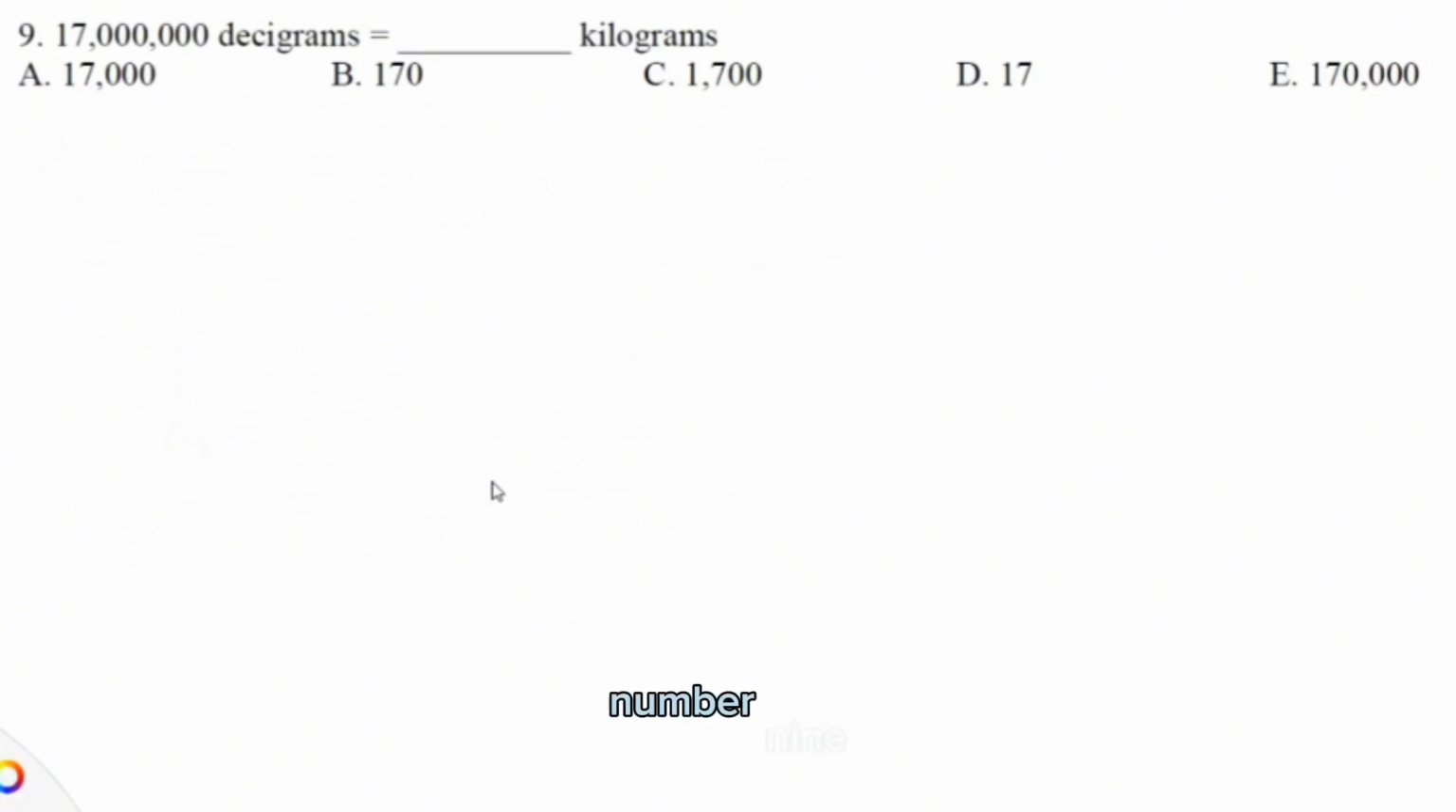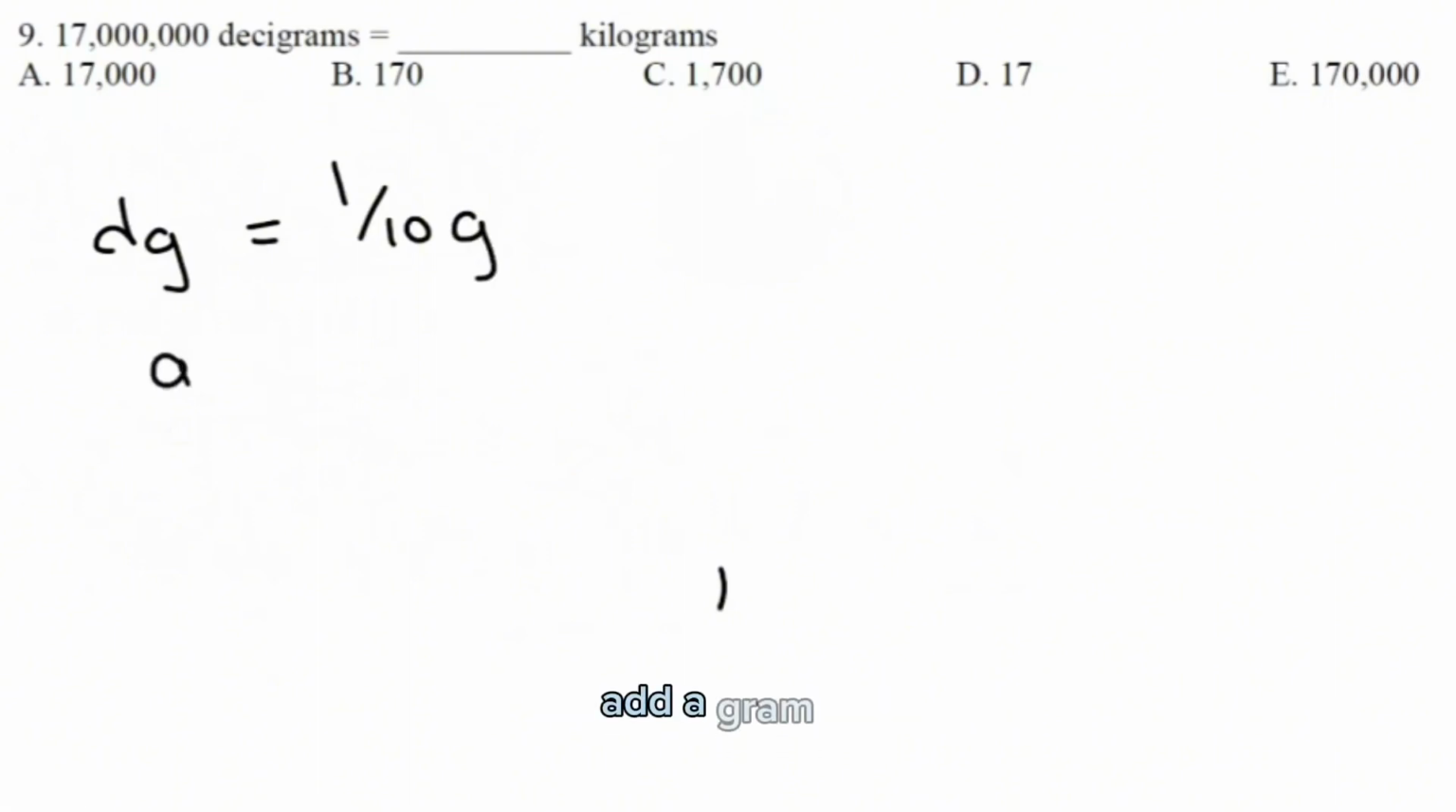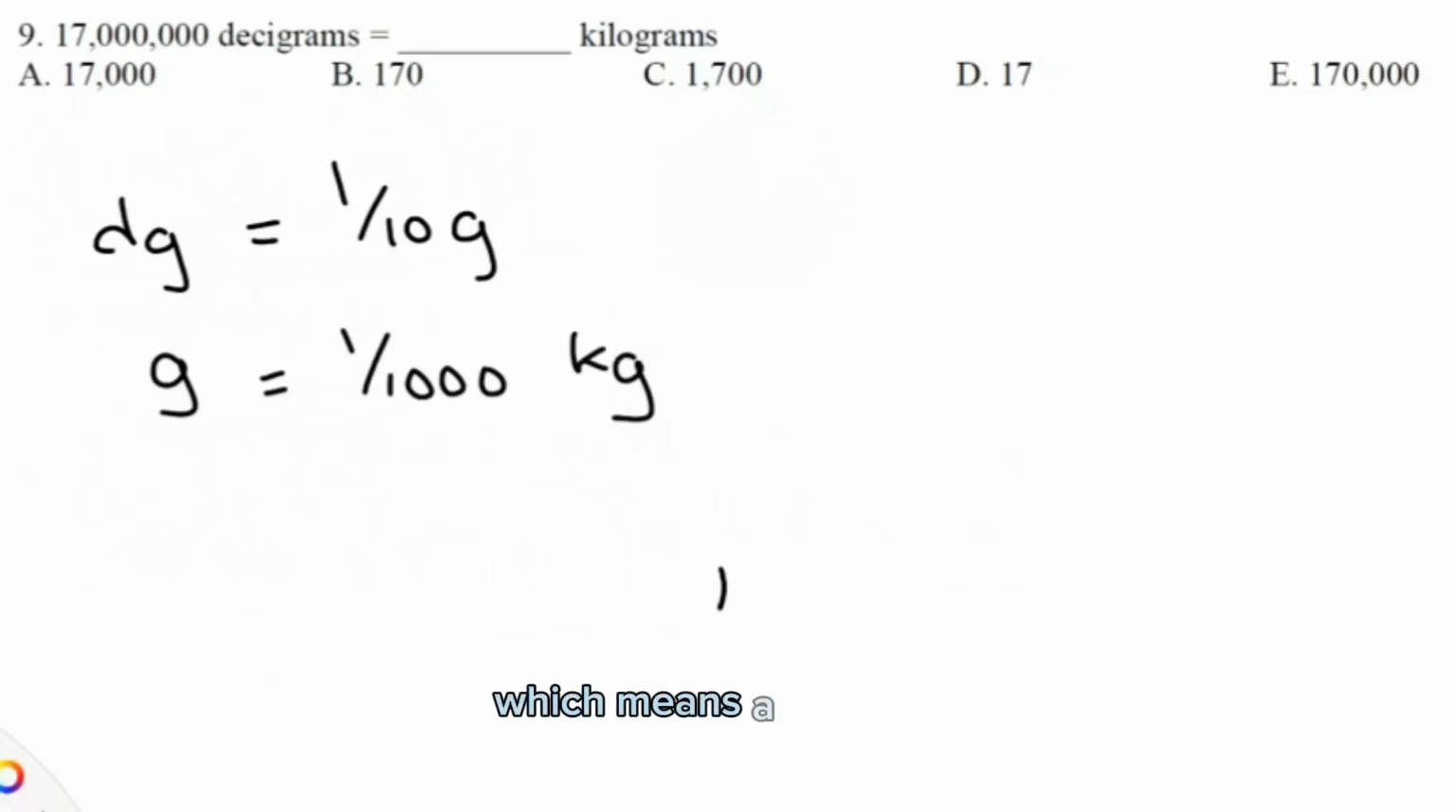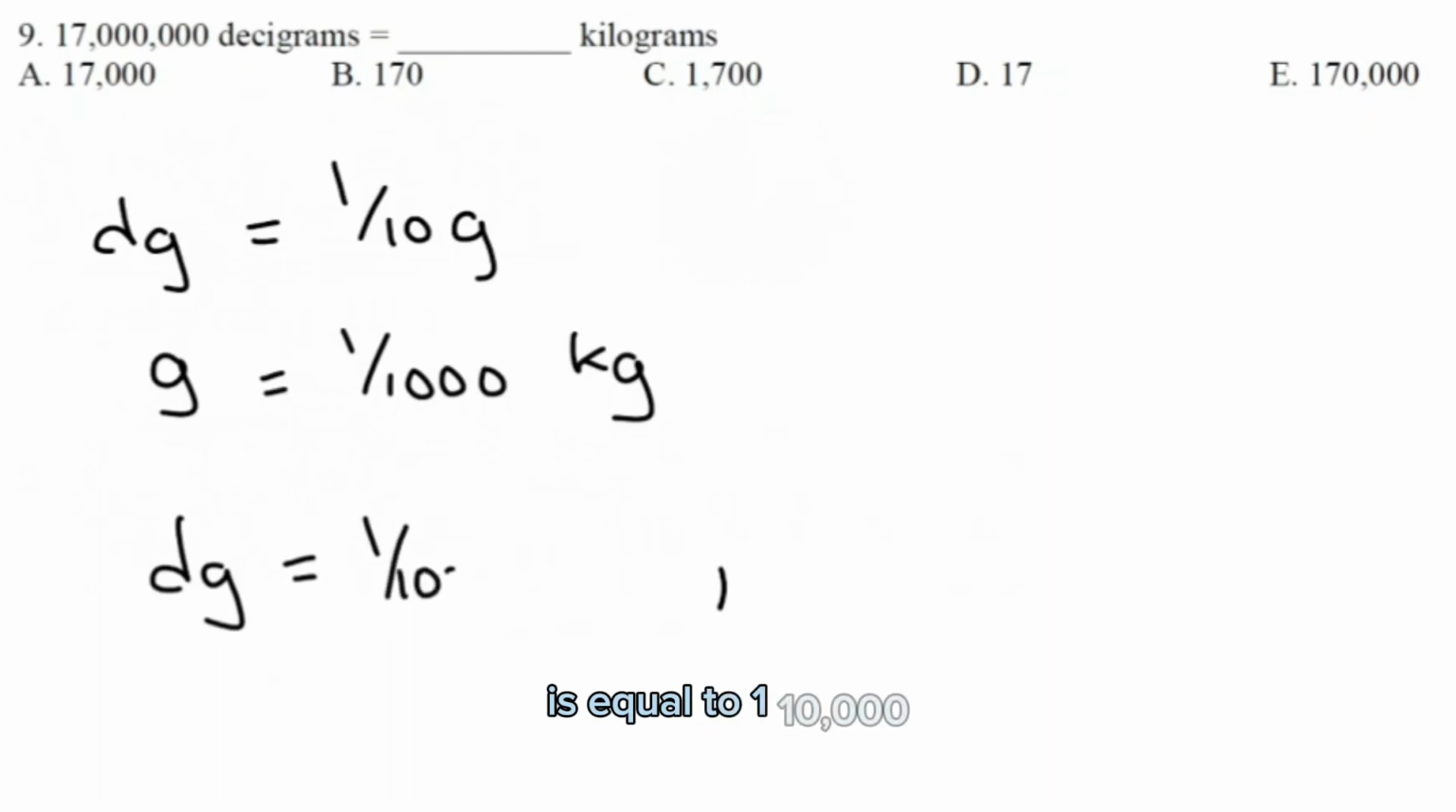Alright, next up, number 9. 17 million decigrams equals how many kilograms? Alright, let's look at this. These are all units of measuring weight, so we can relate them by multiplying by 10. A decigram, 1 dg, is equal to 1/10 of a gram. And a gram is equal to 1/1000th of a kilogram. Which means a decigram is equal to 1/10,000th of a kilogram.